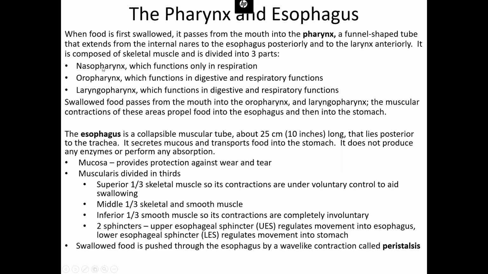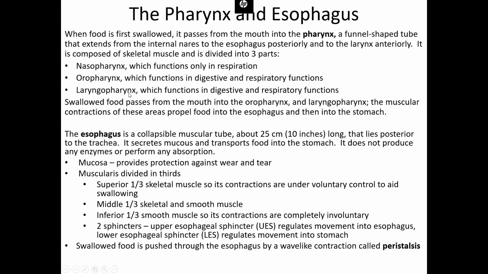As far as the nasopharynx, it really is not important to us in this lecture because you're not ingesting food through your nose, you're not drinking water through your nose. You're breathing through your nose though, and the nasopharynx is only functioning in respiration. The oropharynx functions in digestive and respiratory functions because this is the second half posterior to the mouth that carries food and air up and down through the oropharynx.